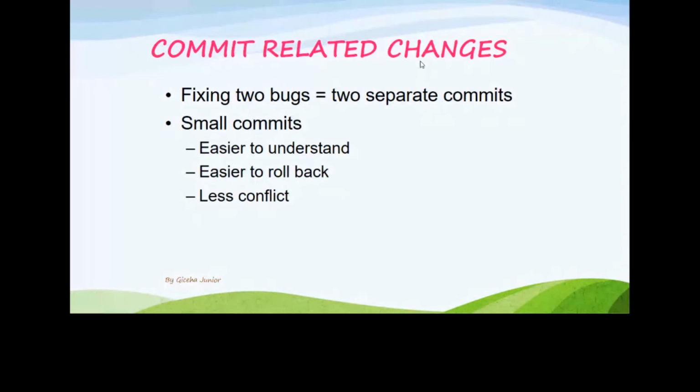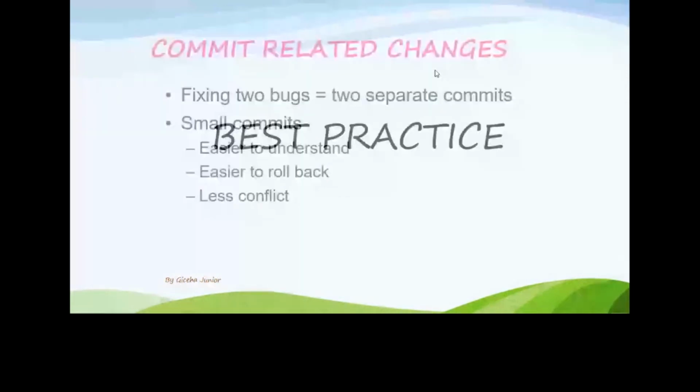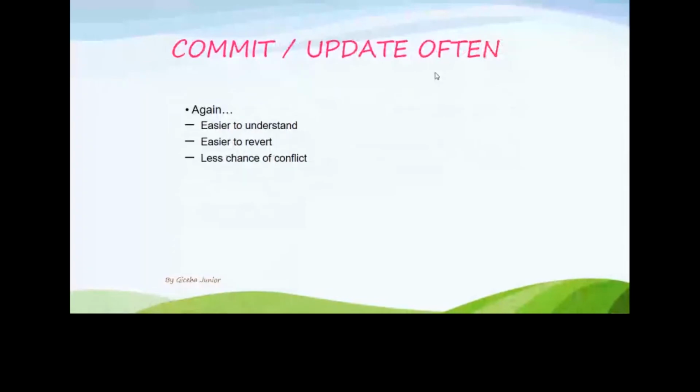Like maybe if you're fixing something on responsiveness, you can say you added more on the responsiveness. And he was also saying that we do small commits that are easy to understand, easy to roll back, and have less conflict. I think those are all about the commit related changes.